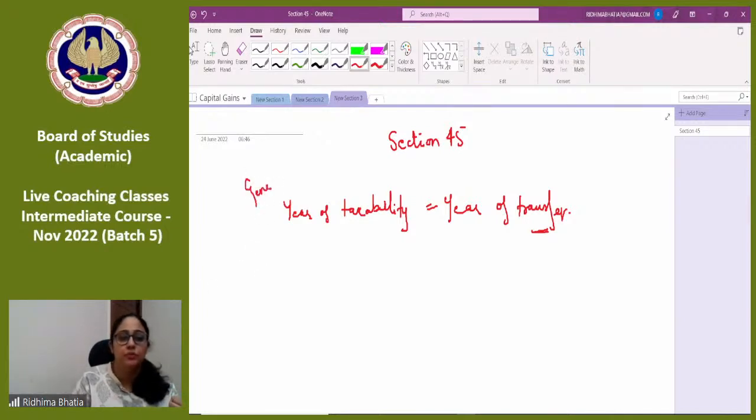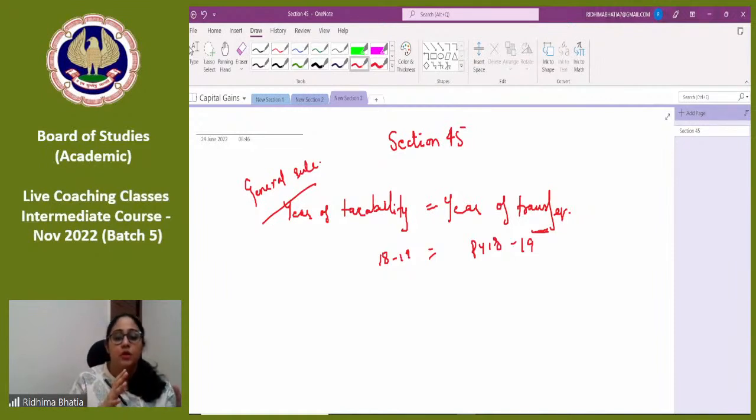This is my general rule, which talks about year of taxability, and that year of taxability would be the year of transfer. But in the coming sections, which we'll be understanding, the year of transfer and the year of taxability would be different, or might be different. What did I say? Until now we understood that the capital gain would be taxable in the year when it is transferred. So if it is transferred in 1819, then in previous year 1819 you will offer the tax. If it is transferred in 1920, in previous year 1920 you will offer the tax. As simple as that. But now we'll study the various situations where the taxability year and the transfer year are different.